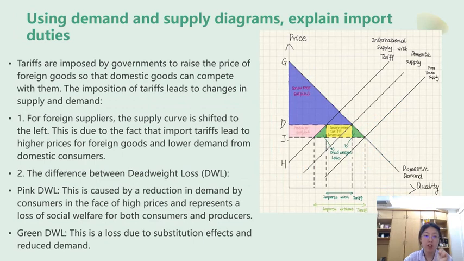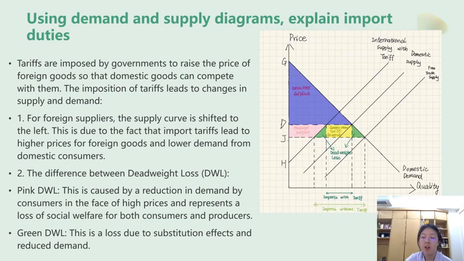Okay, let's move to part two. It's about using demand and supply diagrams to explain import duties. Tariffs are imposed by government to raise the price of foreign goods so that the domestic goods can compete with them. The imposition of tariffs leads to changes in supply and demand. For foreign suppliers, the supply curve shifts to the left. This is due to the fact that the import tariffs lead to higher prices for foreign goods and lower demand for domestic customers.